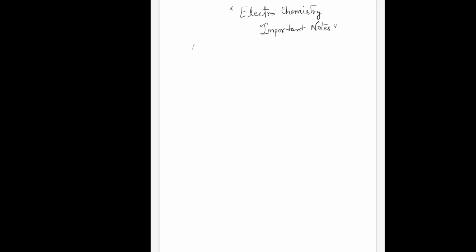In the Nernst equation, which is E cell equals E naught cell minus 0.0591 divided by n factor log 10 Q. The first bullet point is that E cell will be 0 at equilibrium. At equilibrium, Q will become K, and then E cell will be 0.